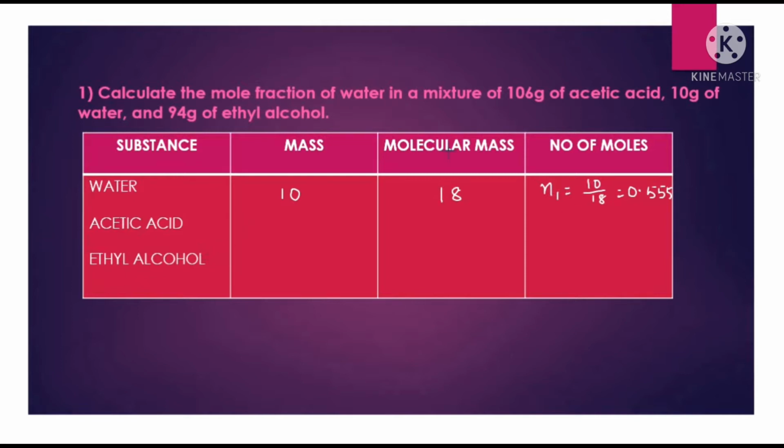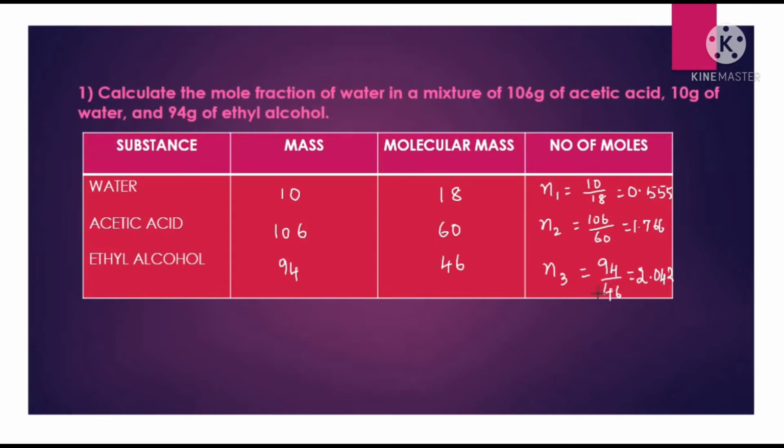Now acetic acid, what's the mass of acetic acid? It is 106. The molecular mass calculated is 60. So how to calculate the number of moles of acetic acid? 106 divided by 60, so it is 1.766. Next, for ethyl alcohol, what's the value given for the weight? It is 94. Here the molecular mass is 46. So N3, that is the number of moles of ethyl alcohol, is 94 divided by 46, so it is 2.043.